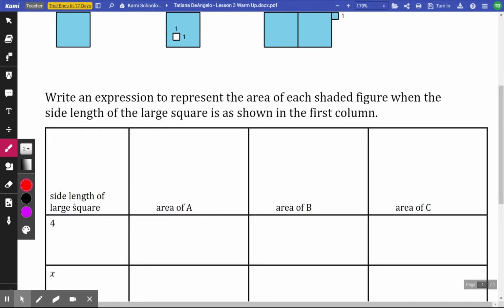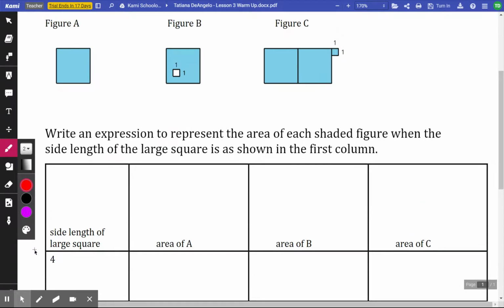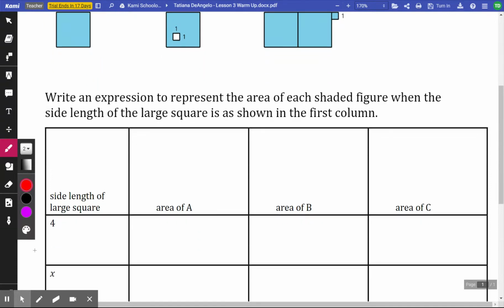It says side length of a large square. So how do I know what the area of A is? Well, it tells me that the side length is 4. So I know it's 4 times 4, which I also know I can just write as 4 squared.